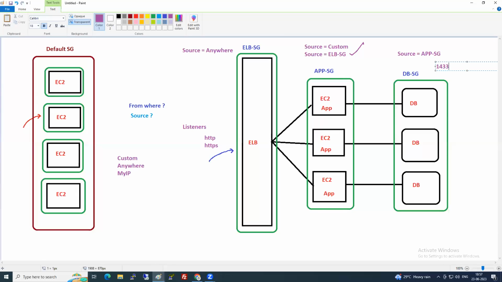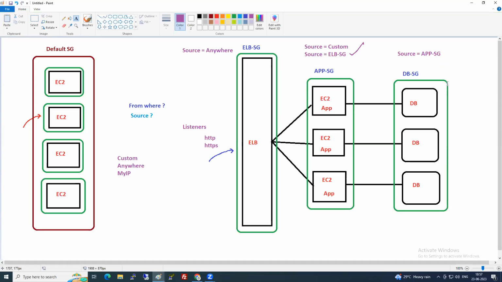1433, is that right? Developers. If you are going for Postgres, it is 5432. So based on your database, each and every database will have its own port. Oracle is 1521. Now you understand the real time.